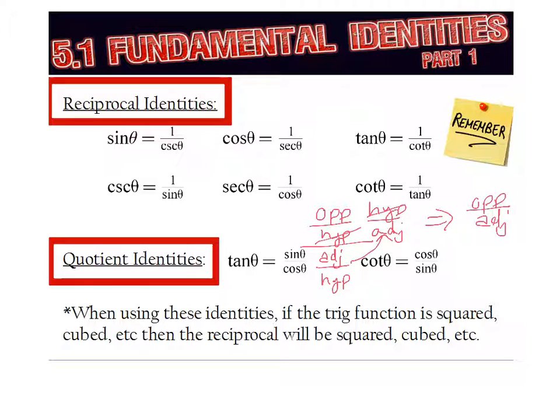Now, as we do this, it will be important to recognize that we're going to fancy up these identities a little bit, and sometimes we will be squaring them, sometimes we'll cube them. You have to understand that if you have sine squared of theta, it would be equal to 1 over cosecant squared theta. So you can put those to powers and it's still going to have that same relationship.